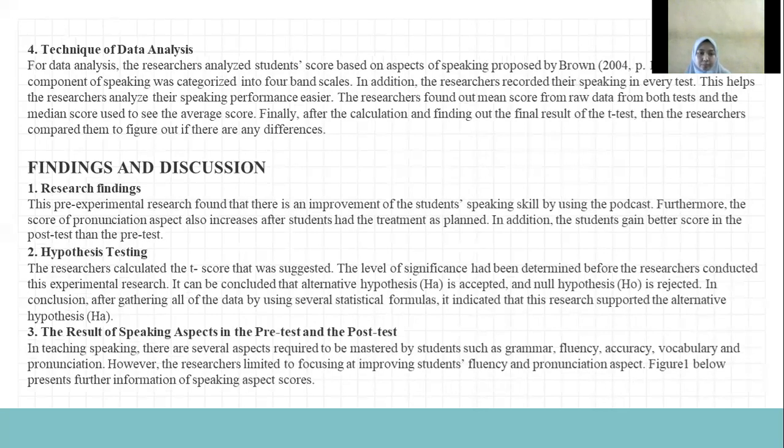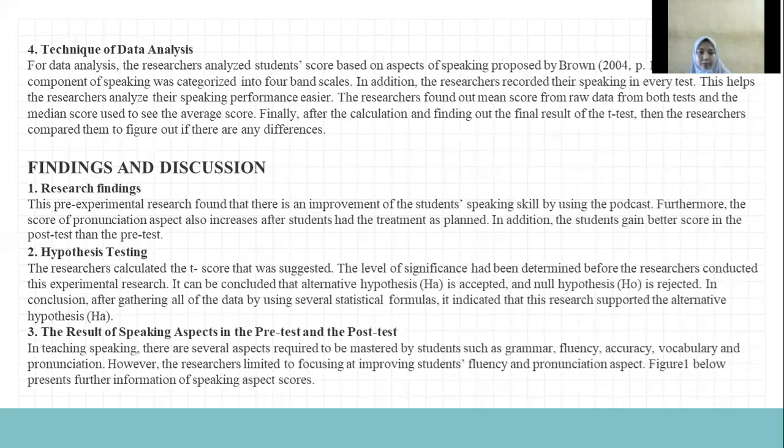For data analysis, the researcher analyzed student scores based on aspects of speaking progress, and the components of speaking were categorized in a four-band scale. In addition, the researcher recorded their speaking so the researcher could analyze their speaking performance more easily. The researcher processed the mean score from the raw data, and finally found the final result of the test, comparing them to figure out if there was any difference. And next, the findings and discussion.